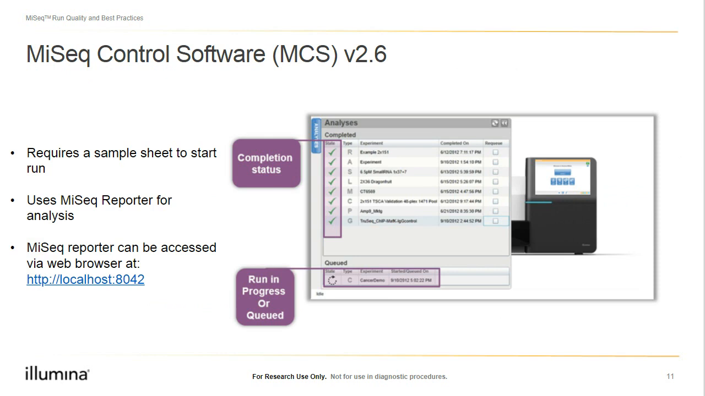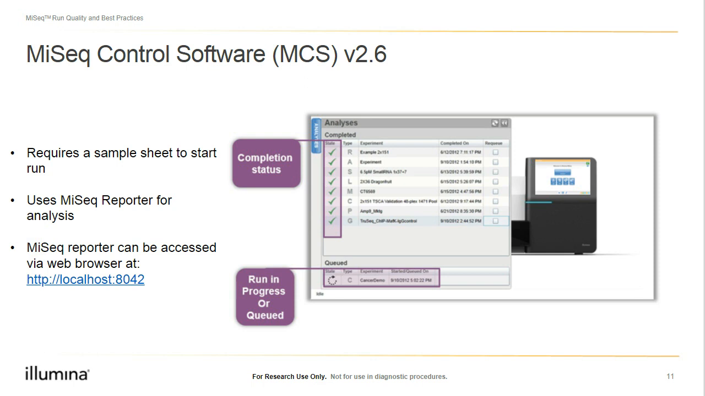The last set of topics I wanted to touch on before we jump into the best practices portion of today's webinar is the common types of control software and their key features. We're going to start off with MiSeq Control Software, or MCS 2.6, which is one of the older software versions which is still commonly in use.